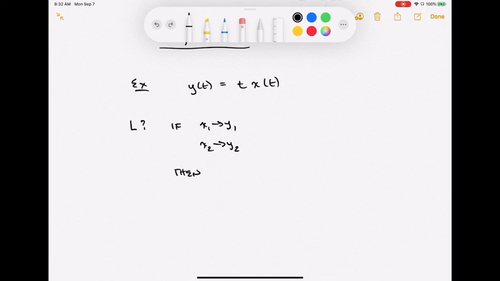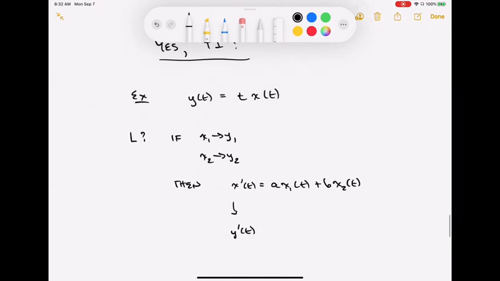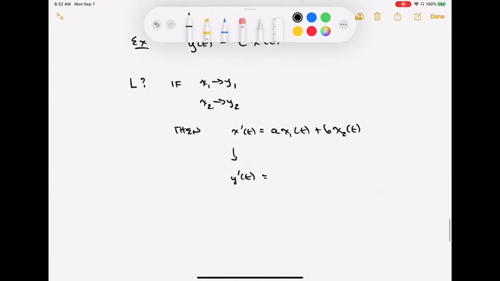What happens to a new input, call it x prime of t, being equal to a x1 of t plus b x2 of t? What happens to that when it goes through the system? I'm going to get an output y prime of t, the output to x prime, and it's just going to be equal to t times x prime of t. But what is x prime of t? X prime of t is a x1 of t plus b x2 of t.